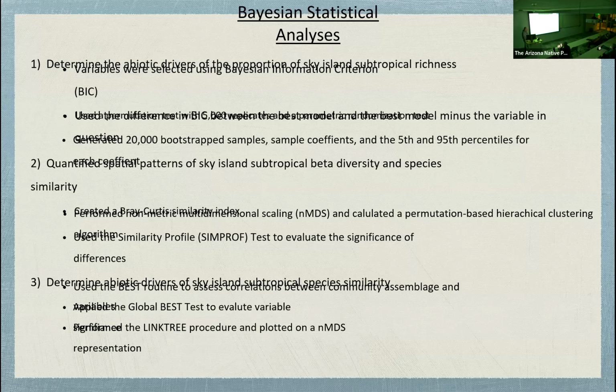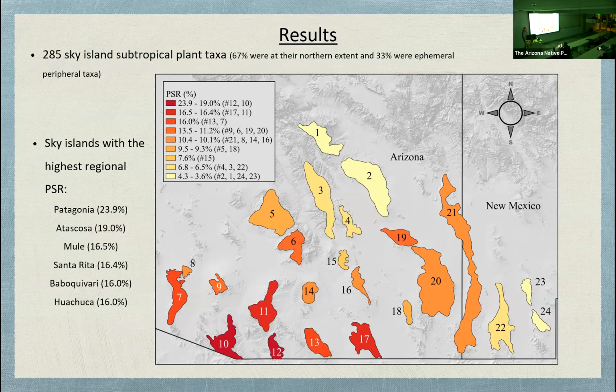The last thing that we did statistically was to determine what are the abiotic drivers of the subtropical species similarity. So are they the same drivers as subtropical influences in the area, or is the community composition of these subtropical species within each sky island driven by different things? So, here's what we ended up with.